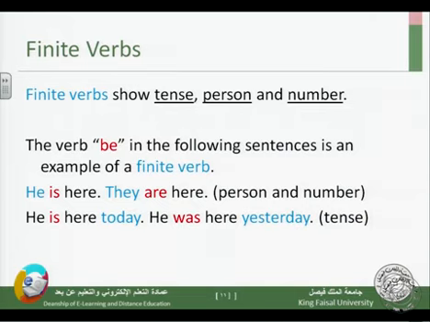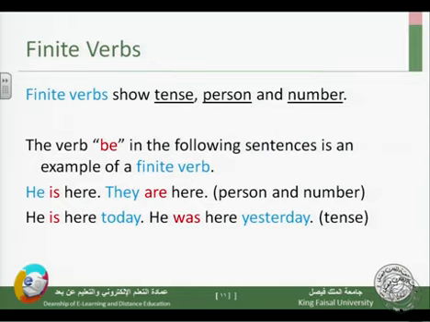When we change the person and number, it becomes, for example, they are. They is third person and it is plural. So because of number here, we changed the verb to are. So we said they are. So if the verb changes according to person and number, it is a finite verb.